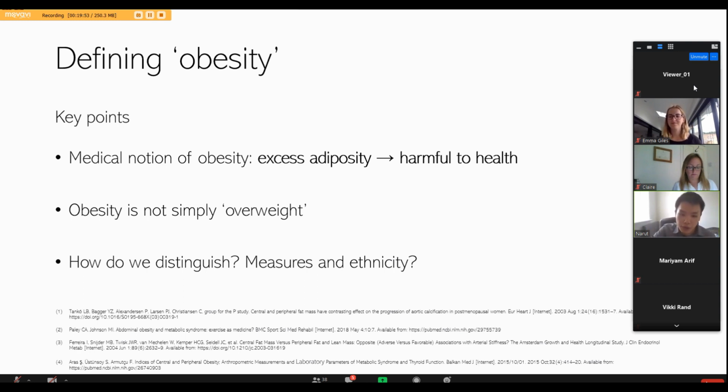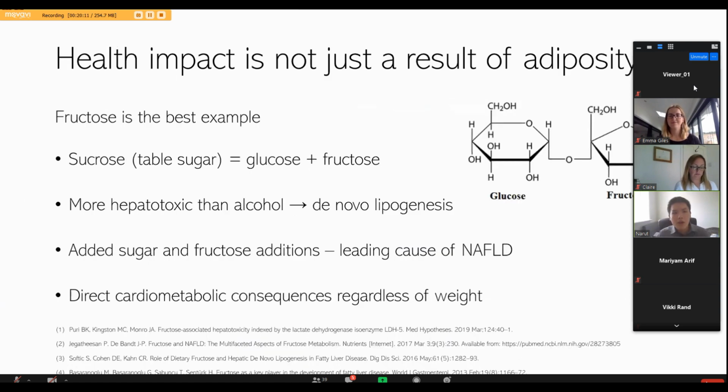It's also more complicated in terms of different ethnicities, because Black, Asian, and minority ethnic groups actually tend to be more at risk, just genetically speaking already. And that's a bit concerning as to where we draw the line, especially if it's just BMI. Now, I want to also highlight that health impact is not just a result of the adiposity. It's not always just that they have too much fat and that's causing everything. It's also the food itself, because we are what we eat.